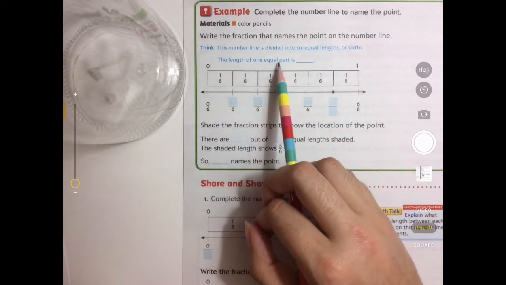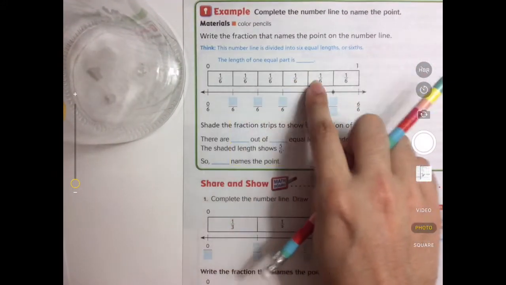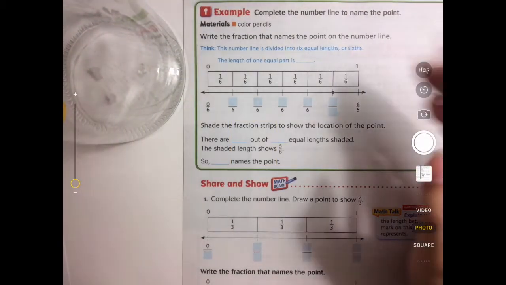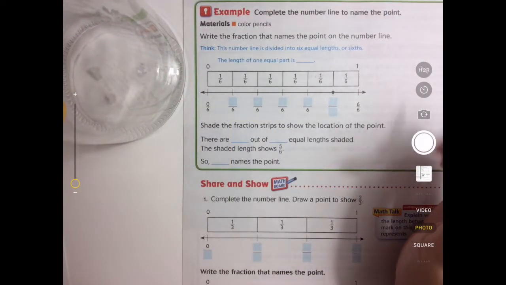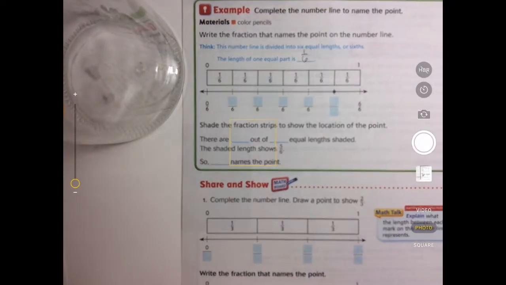The length of one equal part is what? Remember, I told you each one of these is one equal part that we're adding to the fraction each time. So what's the unit fraction, which is one equal part? Well, it's right here. It's 1/6. That's what we're adding each time.